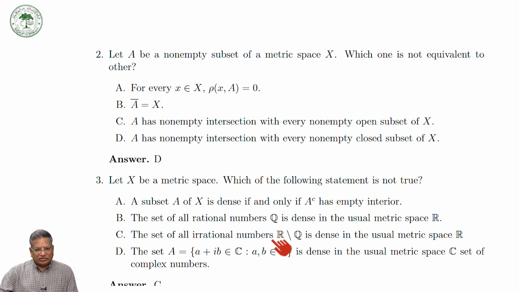No, the set of all irrational numbers is dense in the usual metric space R. So this is not correct, but the set of a plus ib is dense in the usual metric space C, the set of all complex numbers. This we have proved. So what we have not proved is this one.